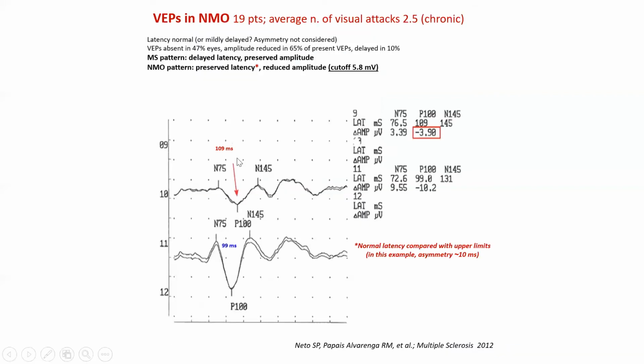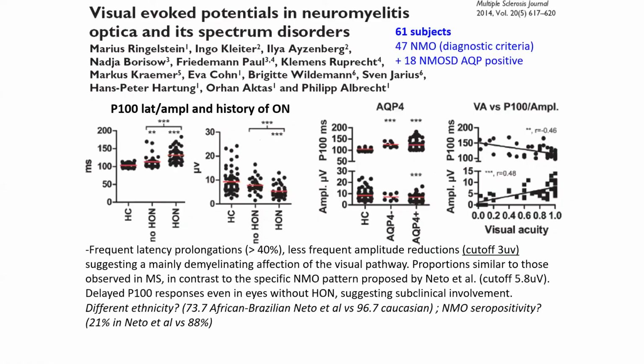And also in this Brazilian cohort, it was shown that people with NMO tend to have more amplitude abnormalities compared with latency abnormality, which is only delayed by a few milliseconds compared with the delays in people with MS that we know tend to be of several milliseconds, as we will see later.